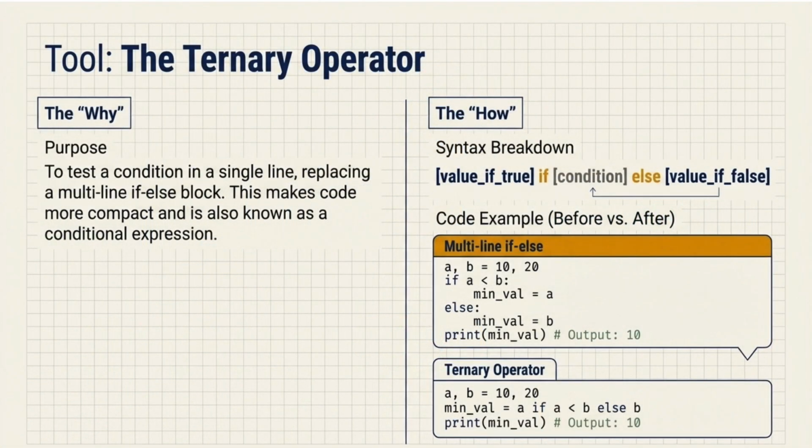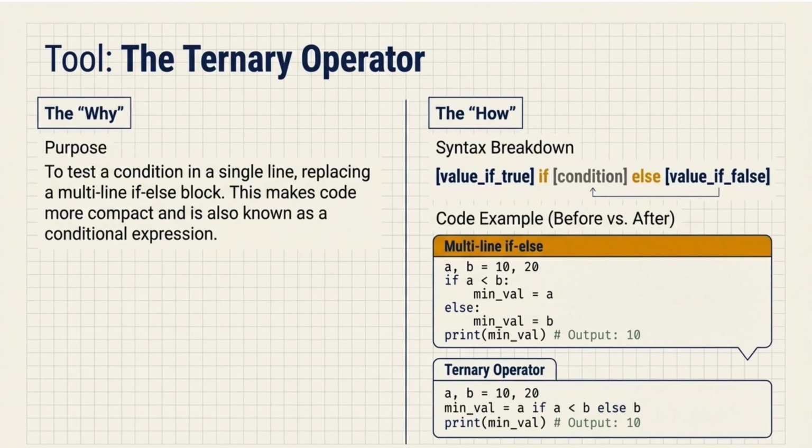The ternary operator, a tool used to test a condition in a single line, makes the code more compact compared to a multi-line if-else block. The purpose is to simplify conditional logic while keeping the program clean and readable. The syntax is straightforward: value if true, if condition, else value if false.